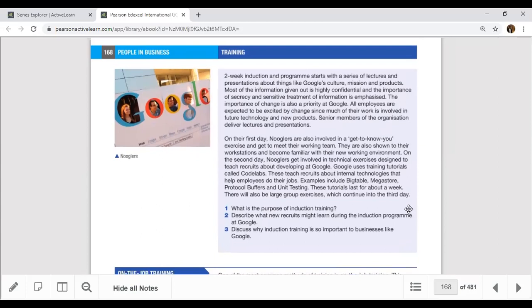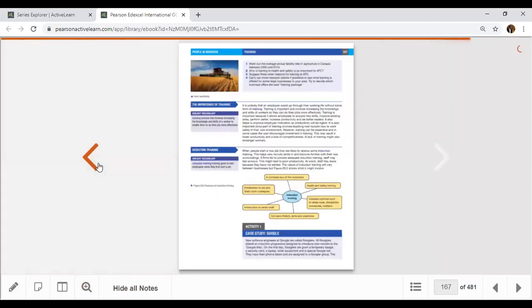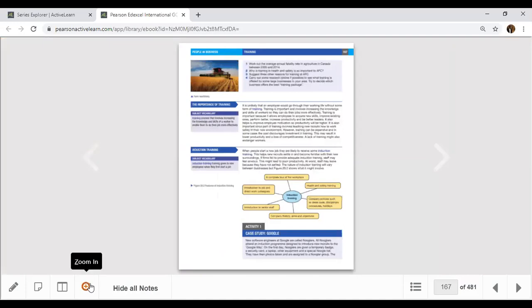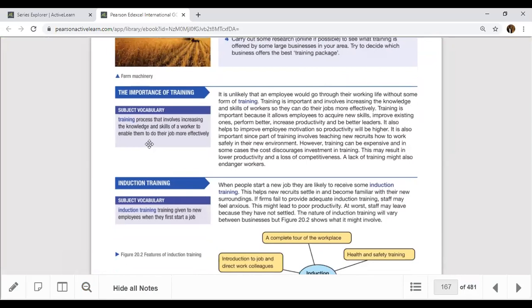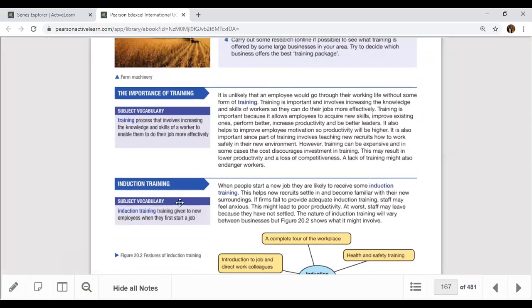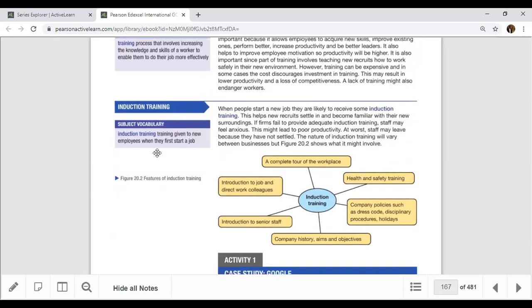So induction training is really important. Do you know what induction training is? It's training given by the organization to new workers to familiarize them with the organization. So the definitions are all here. Training is a process involving increasing the knowledge and skills of workers to enable them to do their work effectively. And induction training is the training given to a new employee when they first start their job.